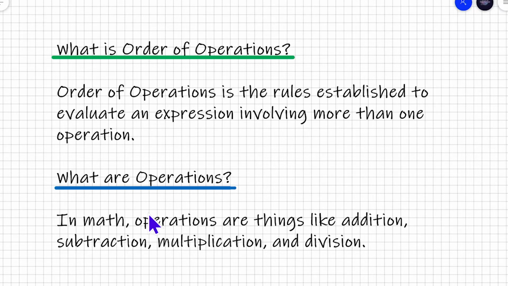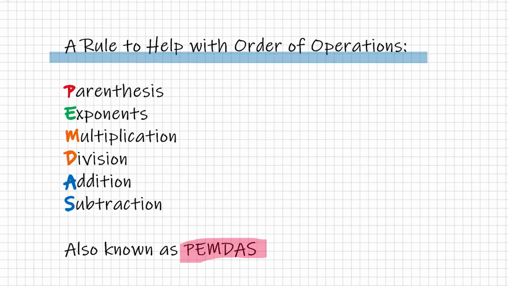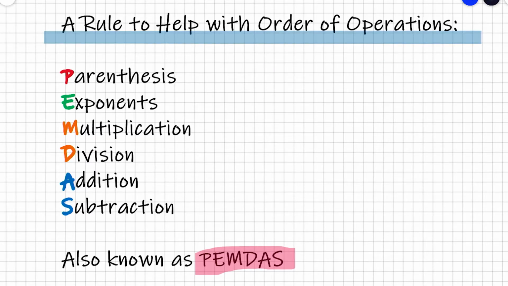So just a rule to help with order of operations, I will give you a very simple rule that covers the order of operations. This rule is called PEMDAS. P stands for parentheses, E stands for exponents, M stands for multiplication, D stands for division, A stands for addition, and S stands for subtraction.